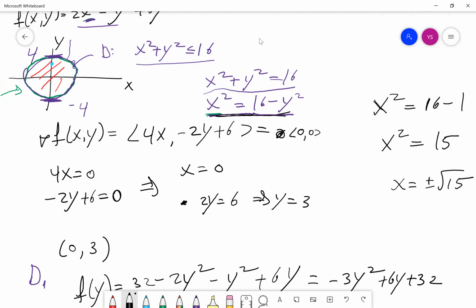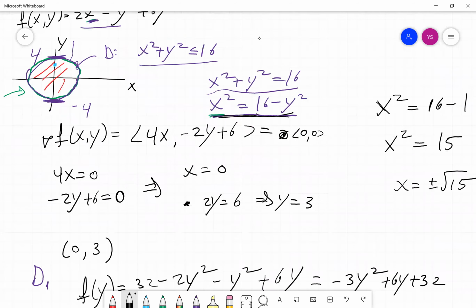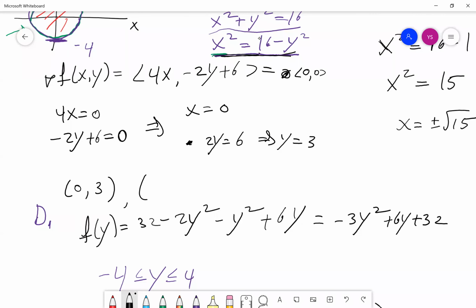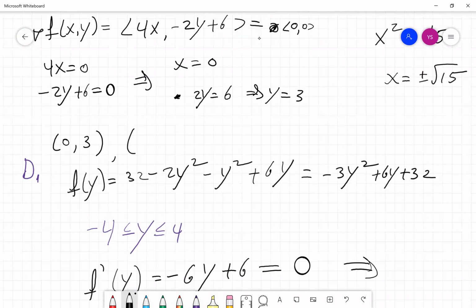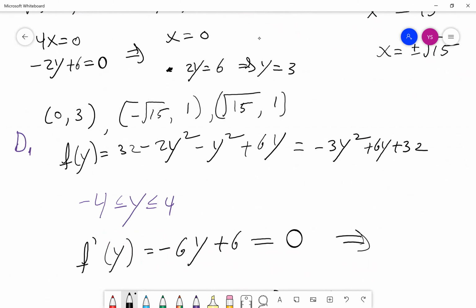So those will be points. So we can say, okay, now my critical points are 0, 3, and then we have negative square root of 15 and 1, and the positive square root of 15 and 1. And then finally, we have 2 more critical points. Can anyone point that out to me?